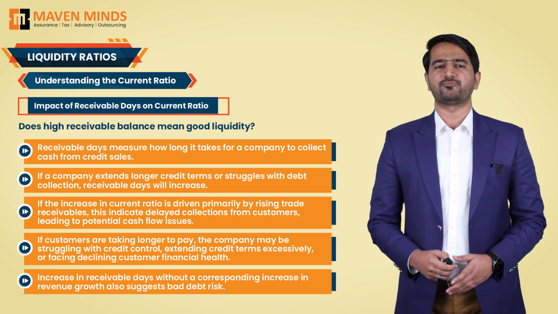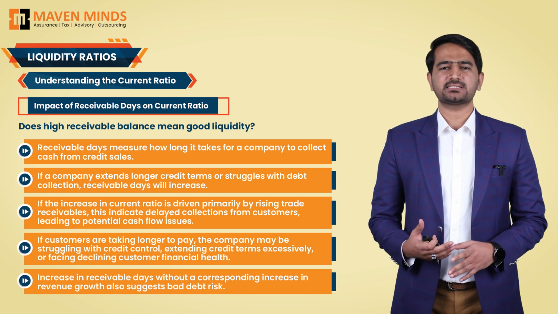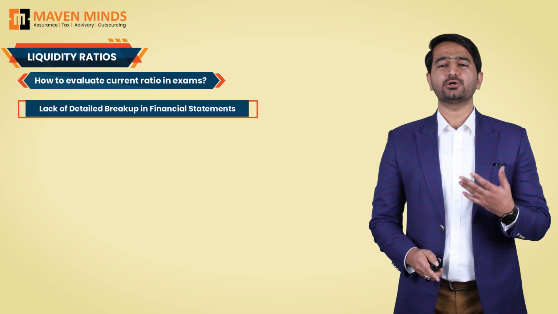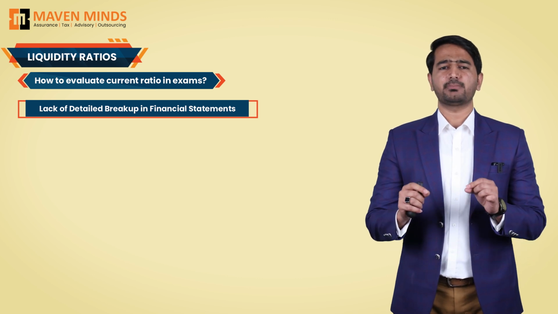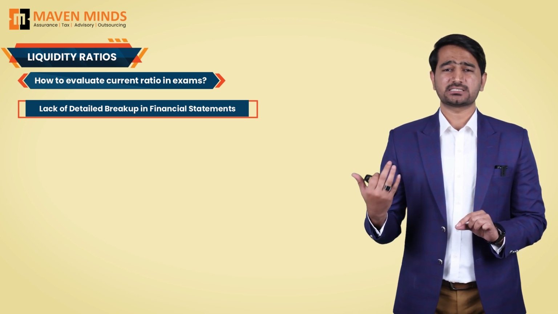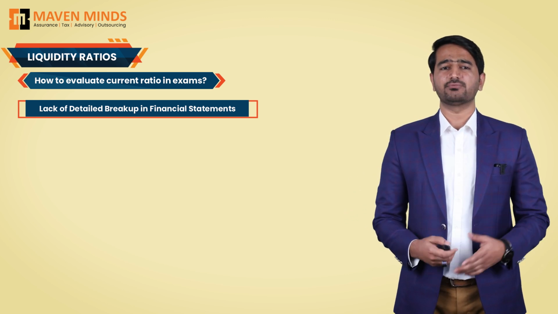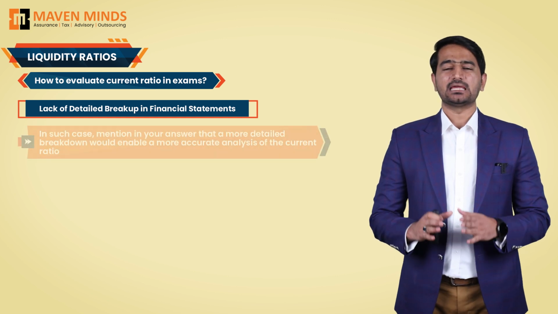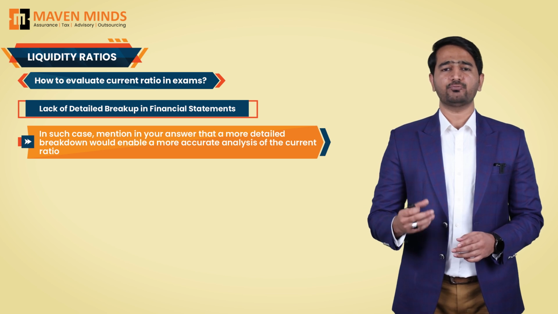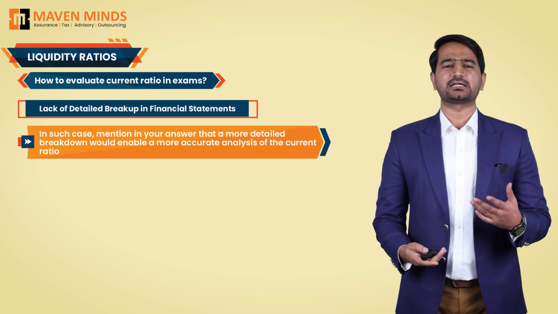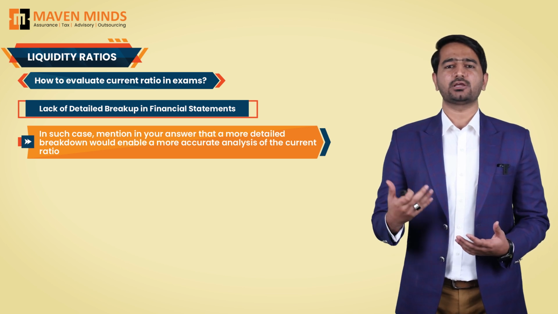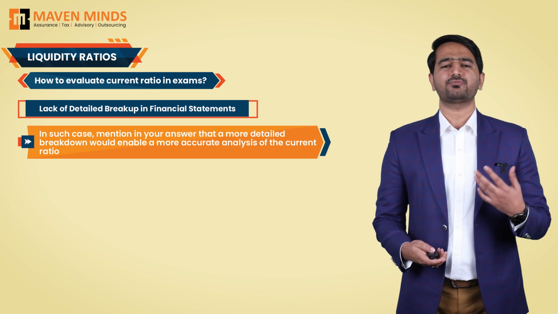or artificially inflated. Also, often in exams, the detailed breakup of current assets might not be provided, which can limit your analysis. Financial statement might only show a lump sum of current asset without detailing how much is in cash, receivables, or inventory. In such cases, it is beneficial to mention in your answer that a more detailed breakdown would enable a more accurate analysis of the current ratio. Highlighting this limitation can demonstrate your understanding of thorough analysis and the importance of detailed data.